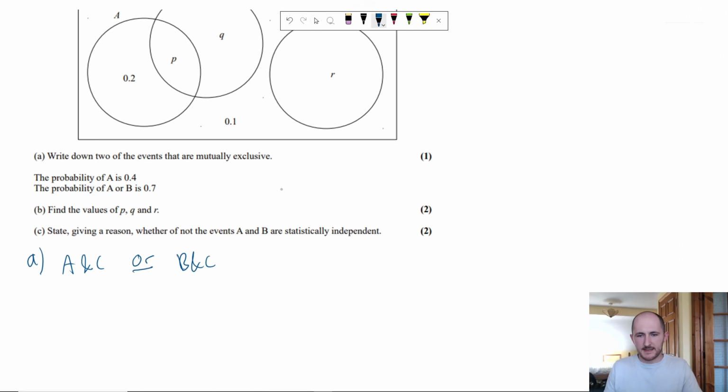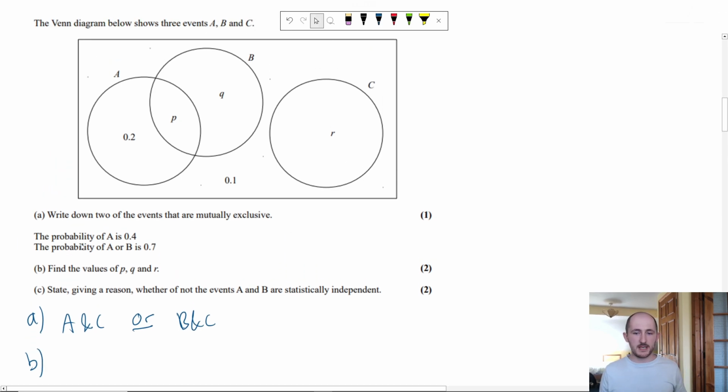For part B, it says simply find the value of P, Q, and R. But if you have a look at the information they give us, they say the probability of A is 0.4 and the probability of A or B is 0.7. So let's start with that 0.4.